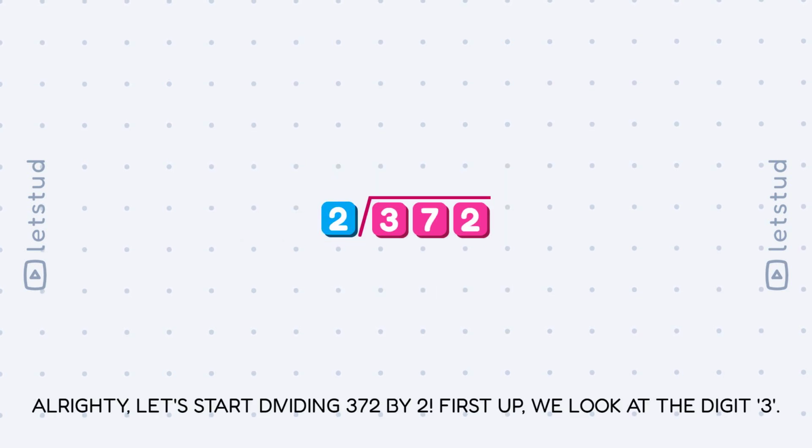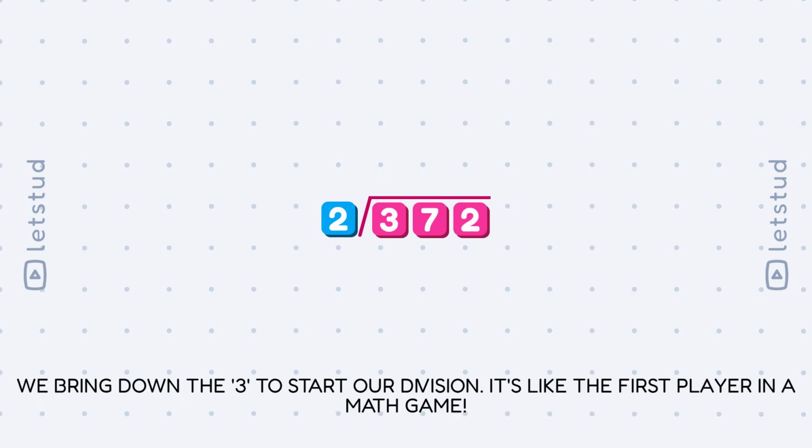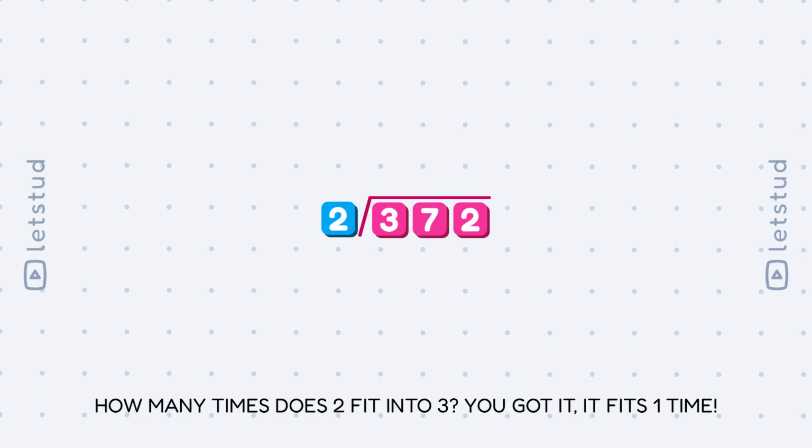Alrighty, let's start dividing 372 by 2. First up, we look at the digit 3. We bring down the 3 to start our division. It's like the first player in a math game. How many times does 2 fit into 3? You got it, it fits 1 time.